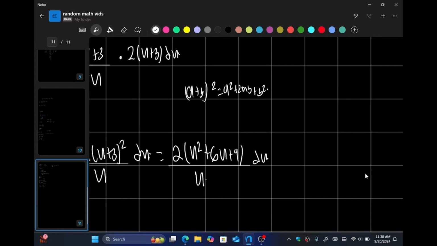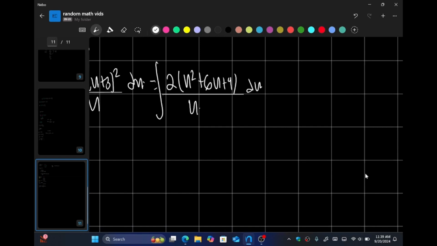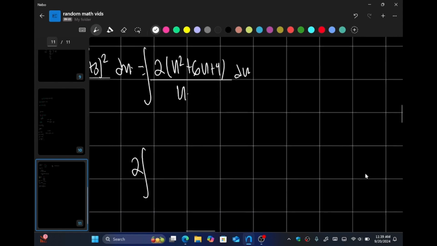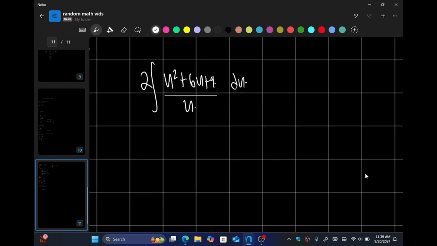And du, right? Integral. So then what I'm going to do, guys, is put the 2 outside. You don't need to, but I'm just going to do that. So it's going to go u squared plus 6u plus 9 all over u du. So we're going to say 2 times the integral of u plus 6 plus 9 over u du, right?